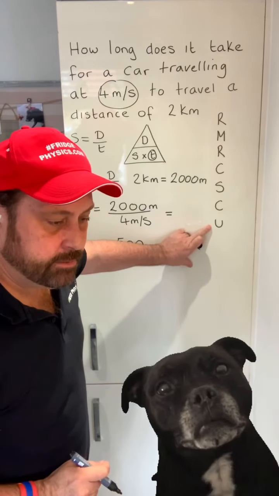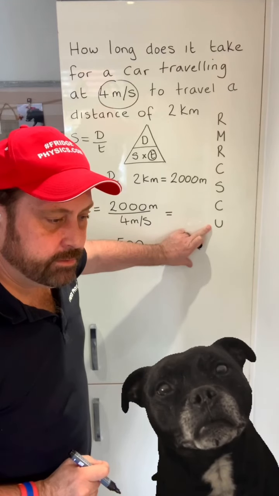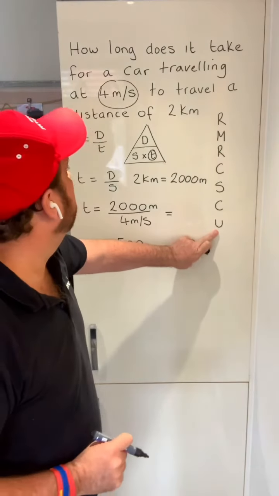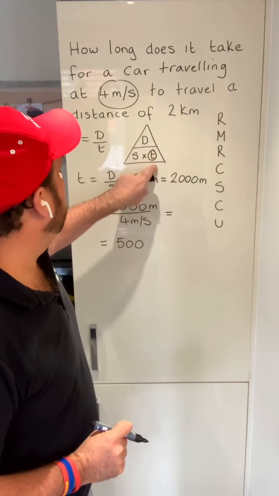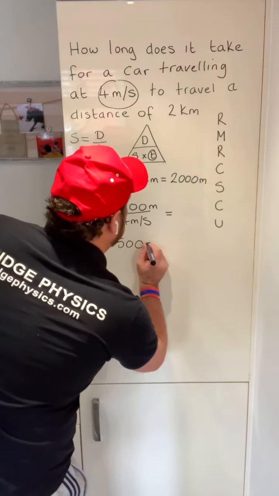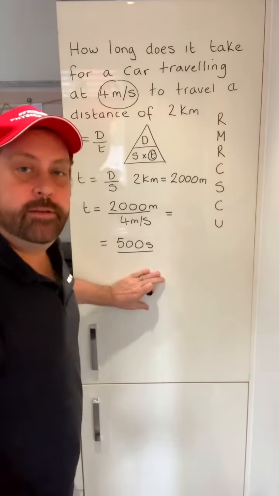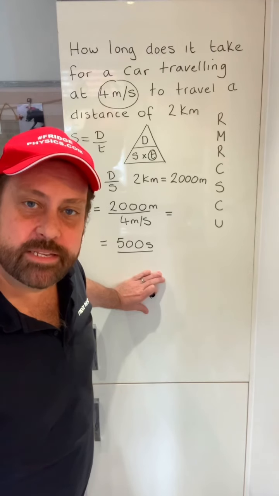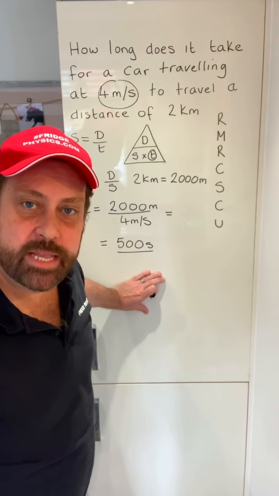Millie? Don't forget the units. Yes, that's right. Don't forget the units. U is for units, and the unit for time is seconds. And there's your answer. So, after all that hard work, let's see what's in the fridge for Millie.